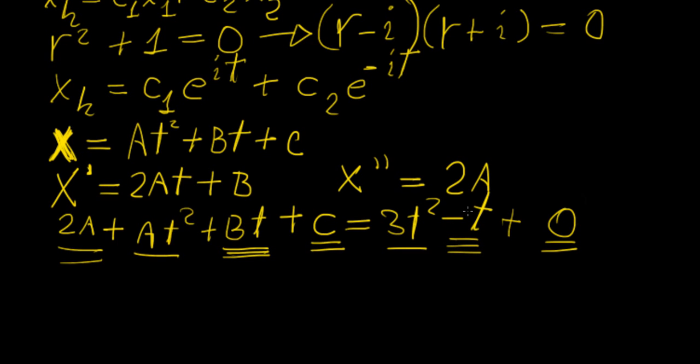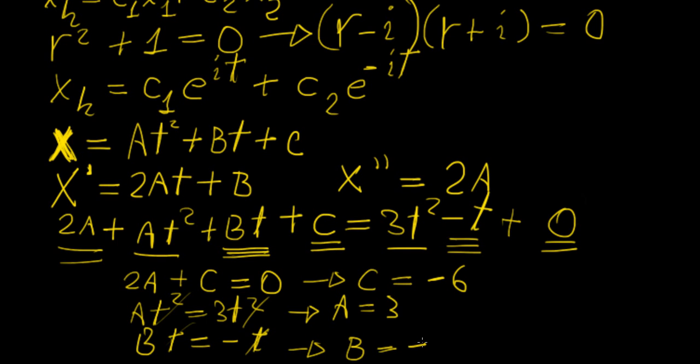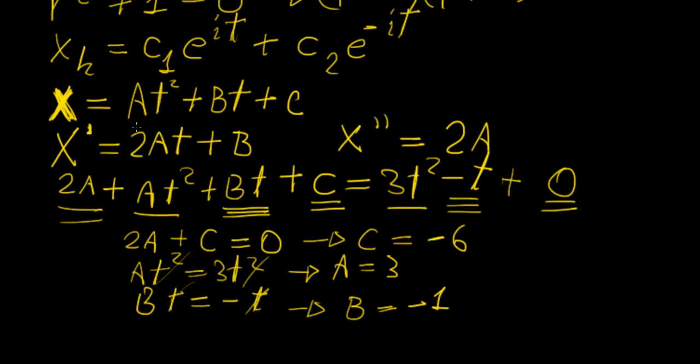So let's see what that gives us. Well, for the constants, we're going to have 2a plus c equals 0. For at squared equals 3t squared, well, that's very simple. We have a equals 3. And because of that, that implies that c is going to be minus 6. And finally, for this one, we're going to have bt equals minus t. So that implies that b is going to be equal to minus 1. So now that we have that, we can plug back into the original equation here.